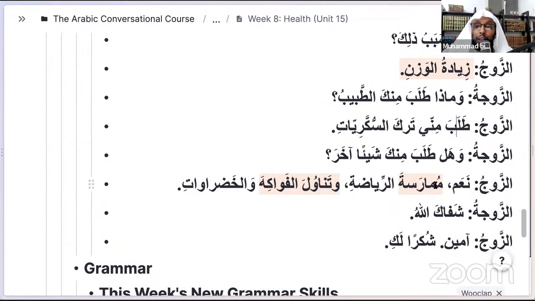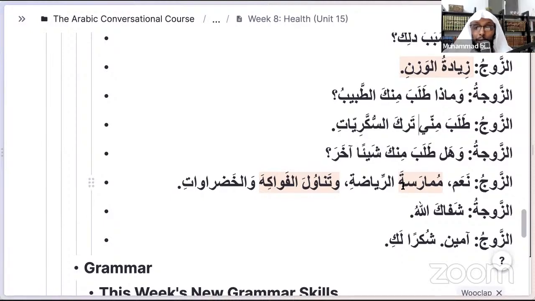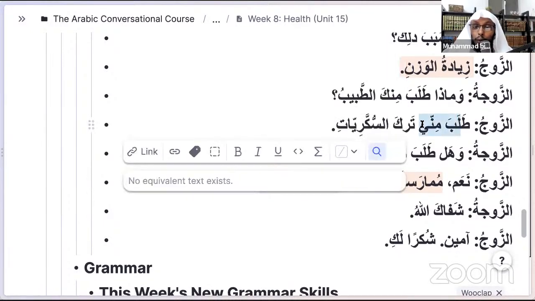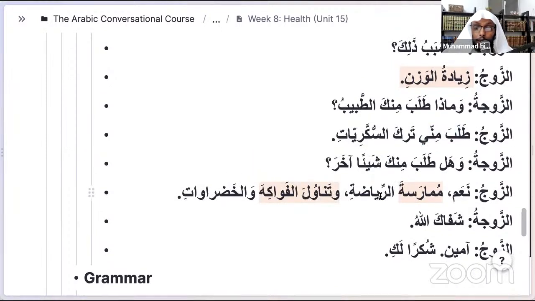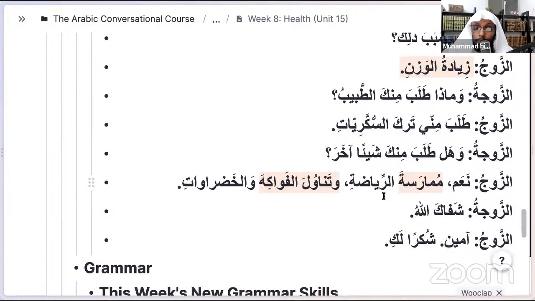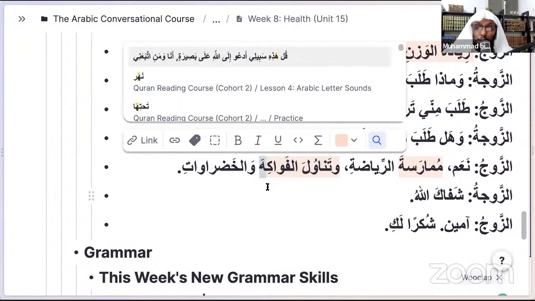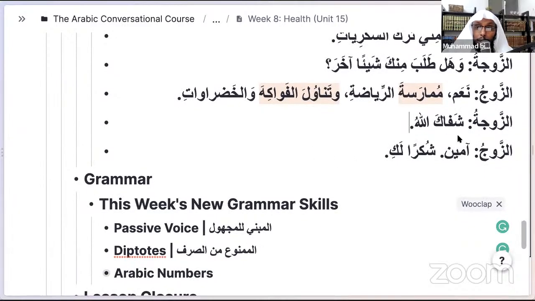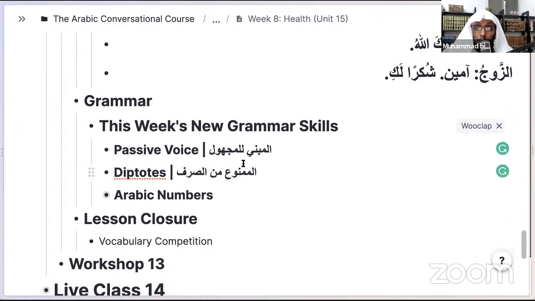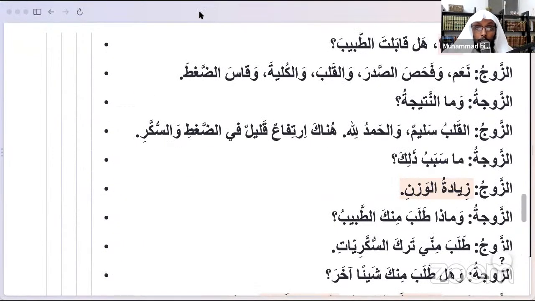So that's why here ممارسة الرياضة has a فتحة. Why? Because it follows on from طلب مني. If you said ممارسة الرياضة with a ضمة, it wouldn't make sense. Where is the مبتدأ? What's he trying to say? But because it's got فتحة, now you can tell that it follows on from this. Then he says وتناول الفواكه. Here we have فواكه with a فتحة. Why? We'll talk about that next time, because time's up. والخضروات شفاك الله آمين. So next time we're going to cover الممنوع من الصرف, and we're going to talk about Arabic numbers inshallah. Any questions?